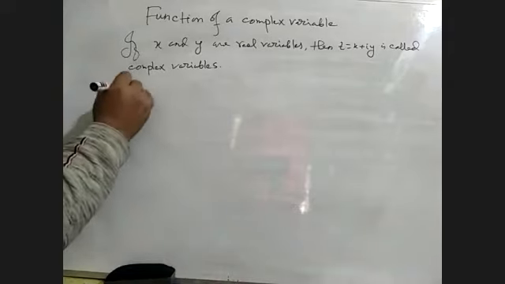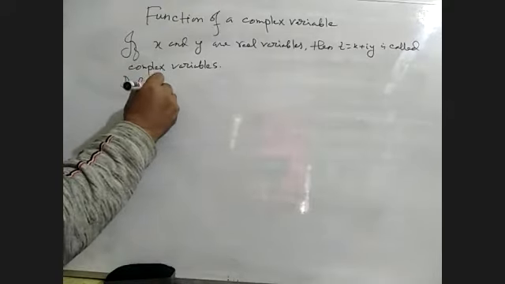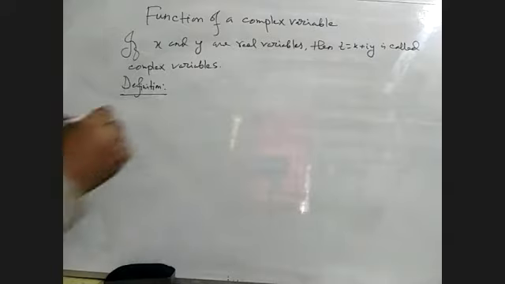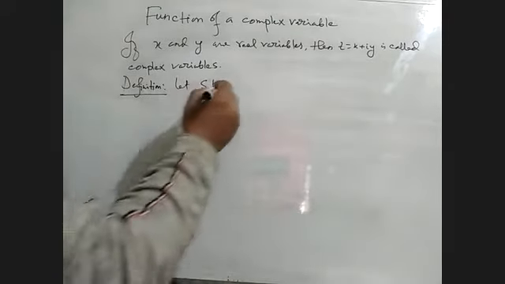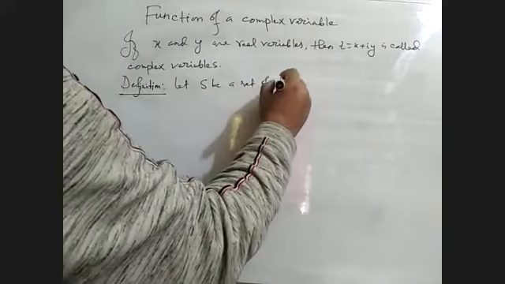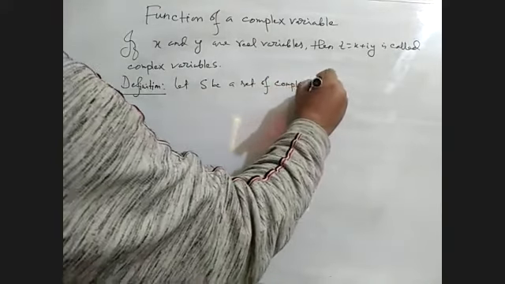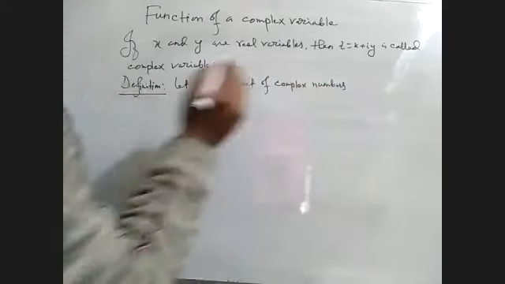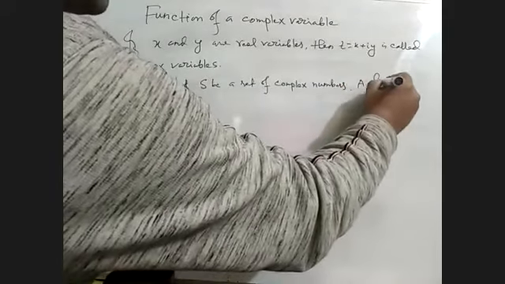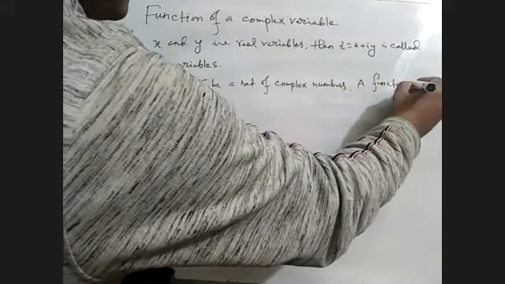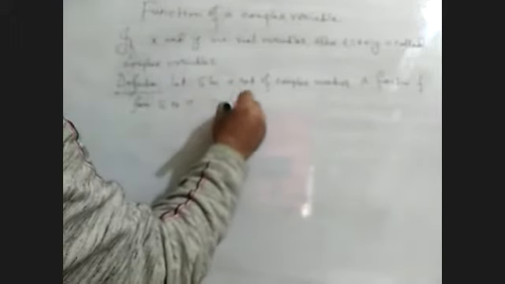Definition, main definition: let S be a set of complex numbers, a function f from S to C. That is, the function will be like this.